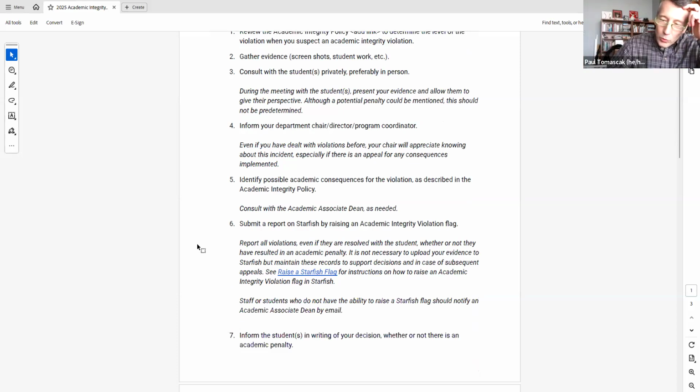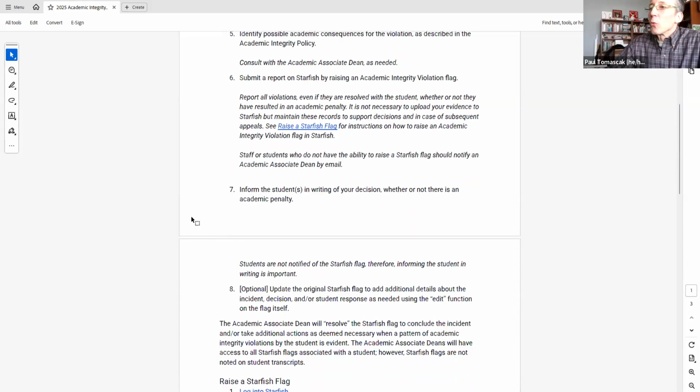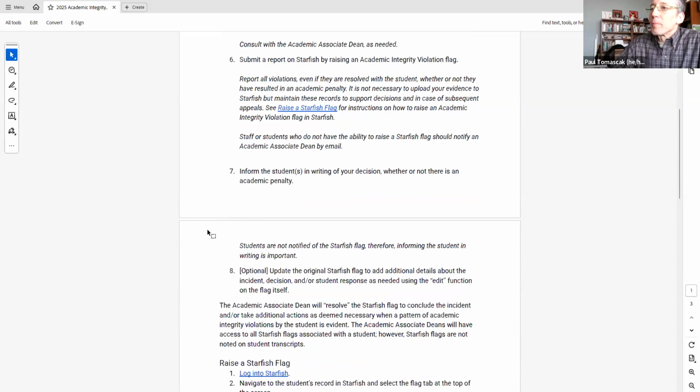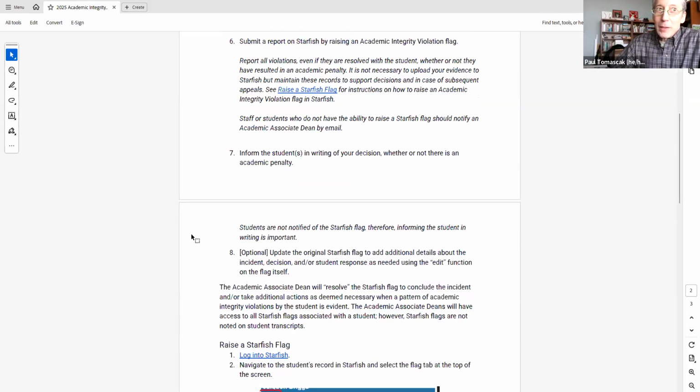The important thing is, when you have a violation that you've determined has happened, it doesn't take extra steps in Starfish. If you go into Starfish during the course of the semester in which you have the course, you can raise the flag in Starfish, and when you go to the Raise the Flag button at the top of Starfish, the first option that you get is Academic Integrity Flag. So it's right there in plain view.